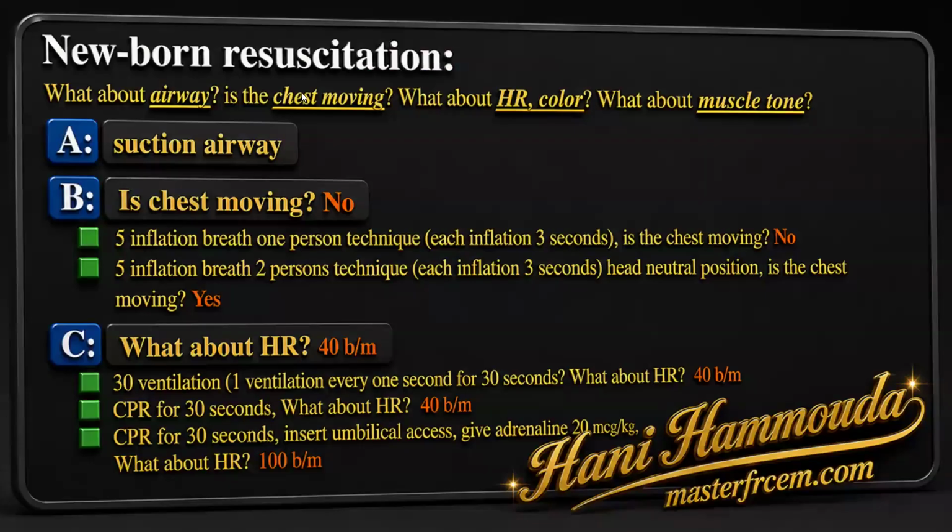For newborn resuscitation, you should call the neonatology team, suction the airway, and ask is the chest moving. You did not ask whether the chest is moving or not. Regarding the chest, first action is 5 inflation breaths, 1 person technique, each inflation 3 seconds. Then ask again, is the chest moving? If no, give 5 inflation breaths, 2 person technique, each inflation 3 seconds. Head in neutral position, ask, is the chest moving? If no, then you can go for LMA, not for intubation. Clear, doctor? Okay, sir.